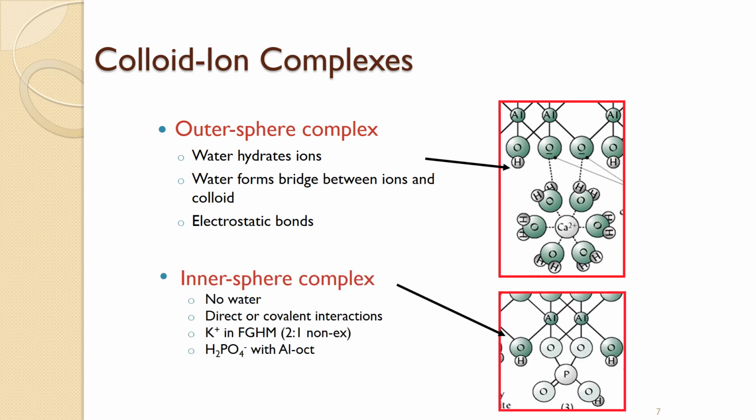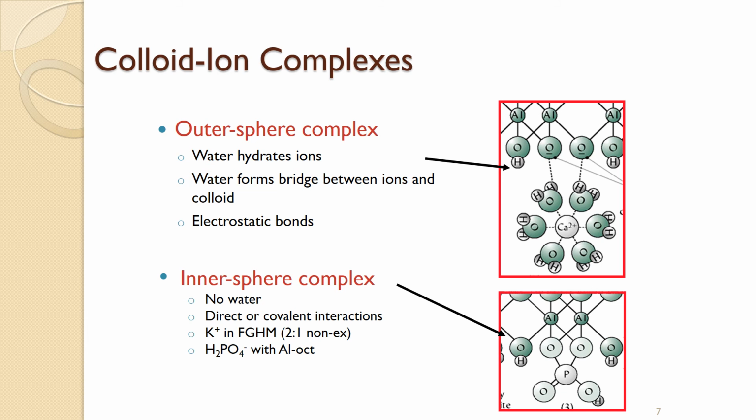An inner sphere complex is way more dedicated. There's no water in the way, there's direct or covalent interactions, which are very, very powerful. We're talking like next level marriage commitment right here. Like the potassium in fine grained micas, which were our 2-to-1 non-expandable colloids. Sorry, my brain. That potassium in the inner layer was holding them together with the inner sphere complex.